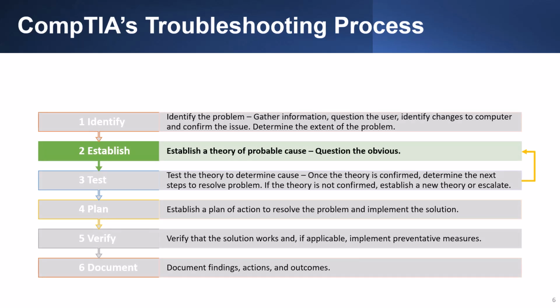The next step is to establish a theory of probable cause. You should start making a list of possible causes. Then after the list is created, start looking at the most obvious causes first, and those list items that are quick and easy to check. For example, the computer does not boot when you press the on-off button. When you make the list, your list should include the obvious such as, is the system plugged into power?